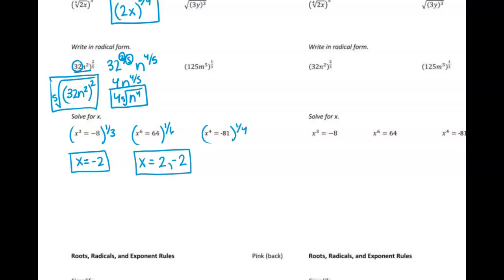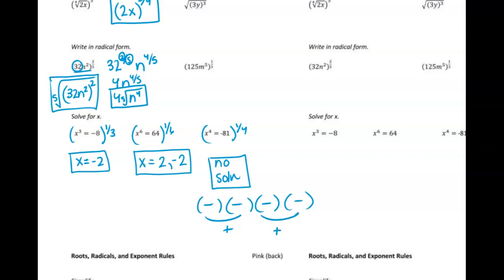Basically to the 1/4 power, or you're thinking what to the 4th power equals -81, and there's no solution for this. Because if you think about 4 numbers being multiplied together, if they're positive, you'll end up with positive. And if they're negative, you'll end up with a positive times a positive. So it's impossible to multiply 4 numbers and get a negative.